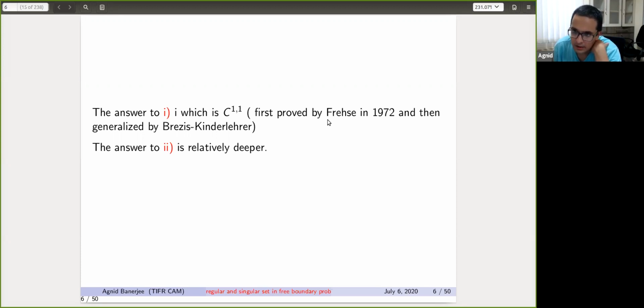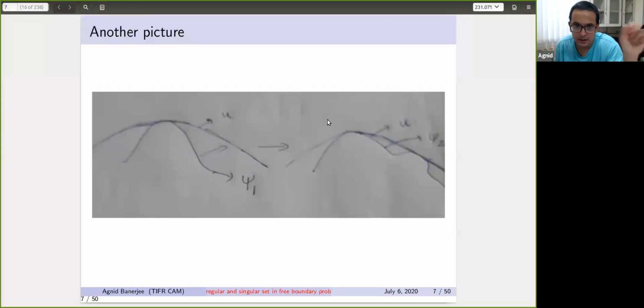Now, the next question is, anyway, so what is the regularity of the free boundary? And this question, it turns out, is much deeper. So in order to understand why it is deep, let's look at another picture.